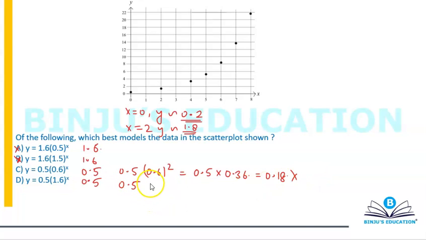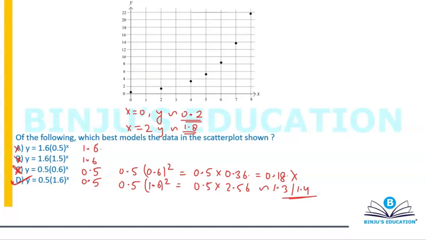And the D option is 0.5 into 1.6 square. So 16 square is 256, so that is 2.56. So this will be roughly around 1.3, 1.4. Now this is again not the result that we're looking for, but this is the closest option that we have. So this basically best models the scatter plot that is given to us. Okay, so I'm gonna go with option D. This would be the most appropriate option of the four options. So D should be my answer in this case.